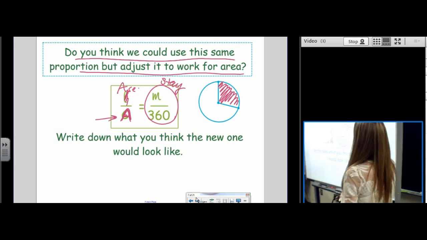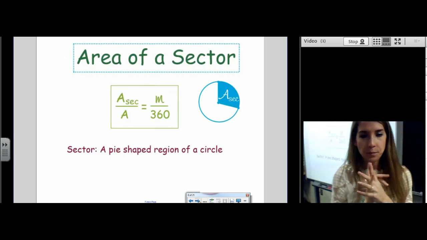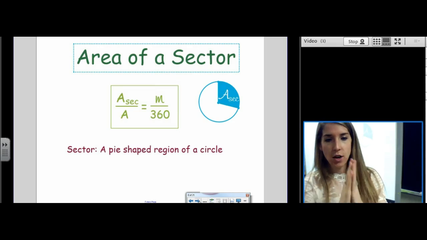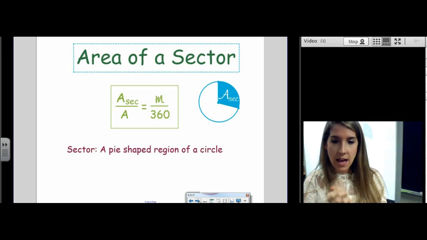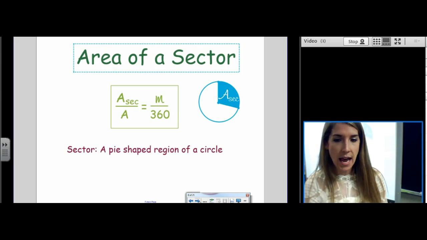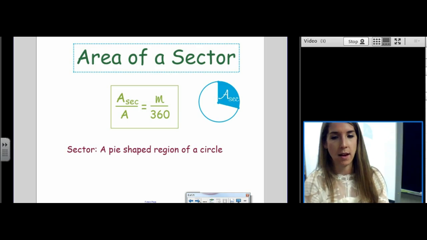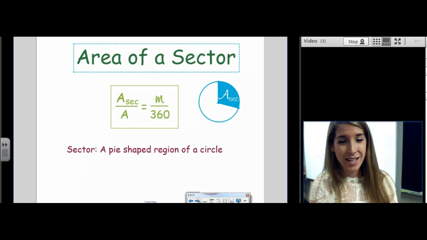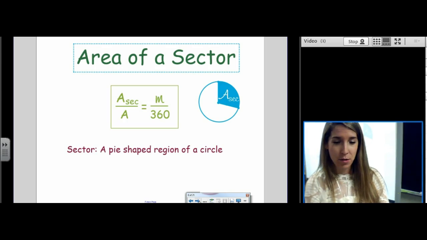That's messy. I have it not messy right here. So go ahead and add this to your notes. The area of the sector over the area of the circle equals m over 360, where m is still the measure of the angle. How much are you opening up? What is the angle of that opening? Because the larger the angle, the larger the area. So ASEC over A equals m over 360.